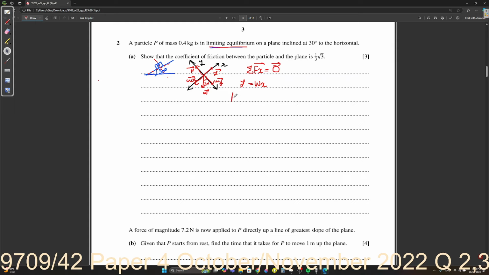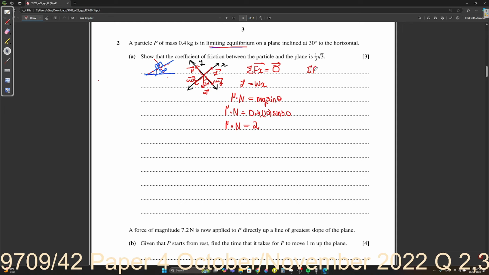What's F? We know F is mu times N. Wx is equal to mg sine theta. In this case, why sine? Because the angle we have is with the vertical. So let's simplify this more. Mu times N is equal to mg sine 30. The mass is 0.4, g is 10. If not given, use 10. So you're going to get mu times N. If you do this on a calculator, you get 2. This is for sigma Fx.